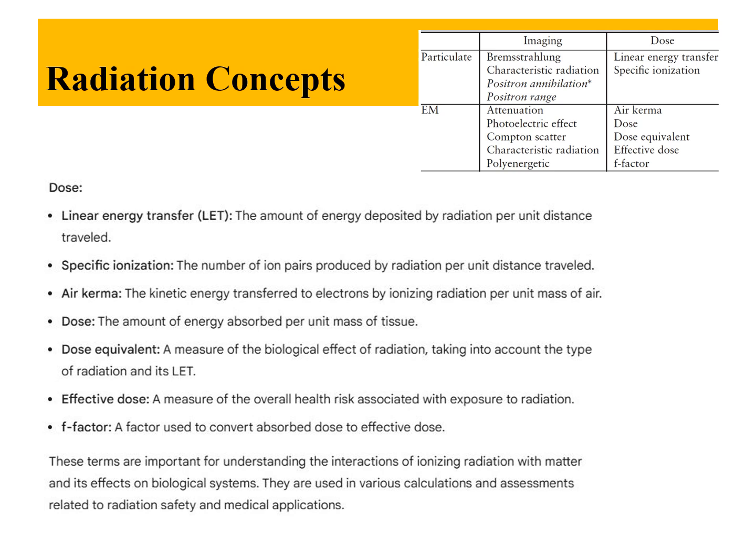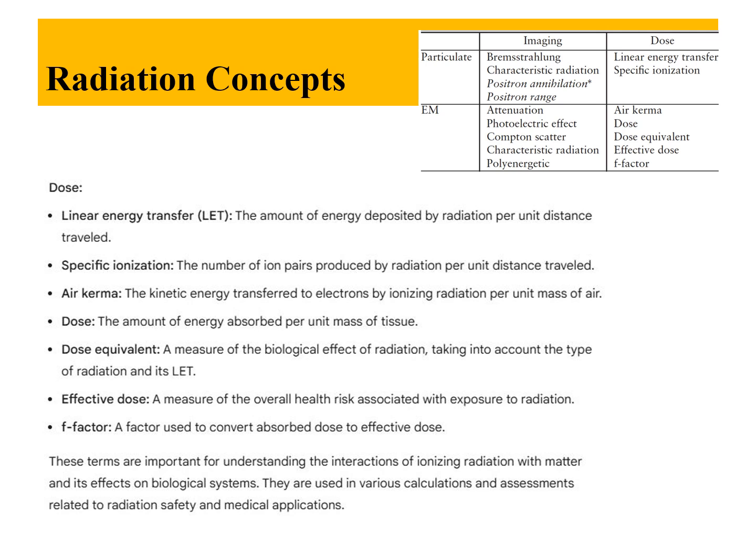That's what we measure. And then we have specific ionization, the number of ion pairs produced by radiation per unit distance traveled. Remember, X-ray depends on how large a distance it travels in the body. Now we have air kerma, which is the kinetic energy transferred to electrons by ionizing radiation per unit mass of air. Right, so this is very important for dosages. If you are speaking with a radiologist, they need to know all these numbers from their device.